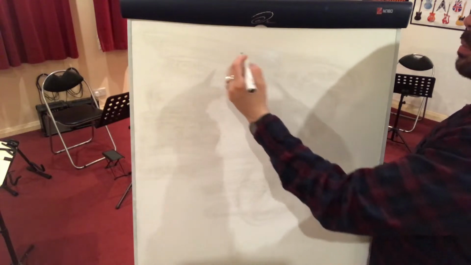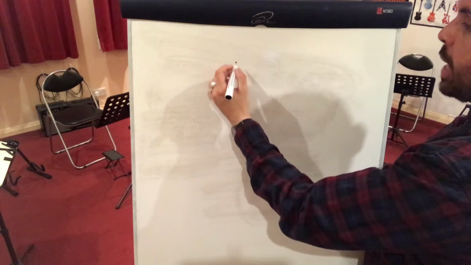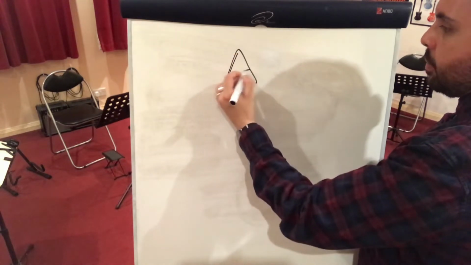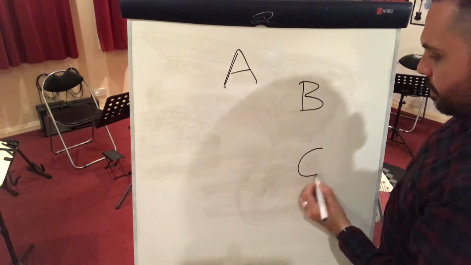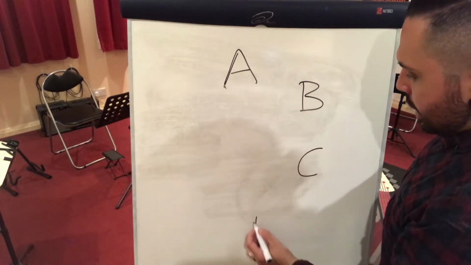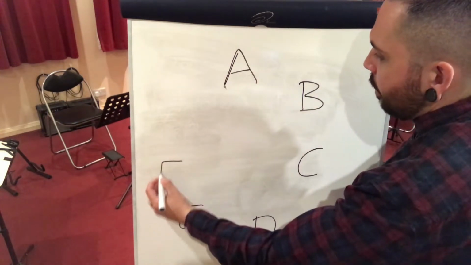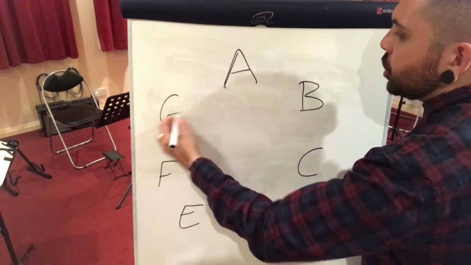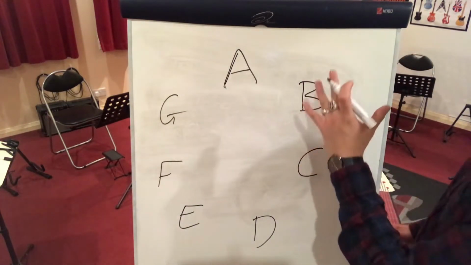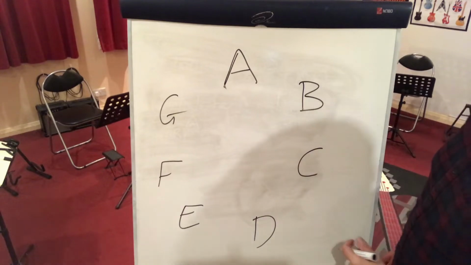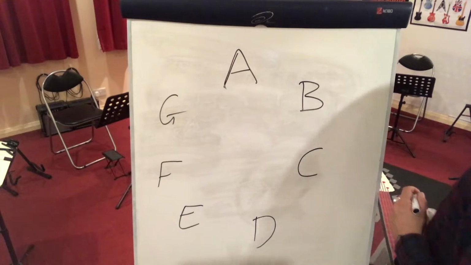Point number 2 is going to be the musical alphabet in its most basic form. The musical alphabet in its most basic form goes A, B, C, D, E, F, and then G. That's the musical alphabet in its most basic format. A, B, C, D, E, F, G, and it goes round and round like that.